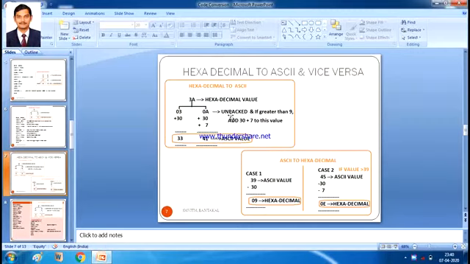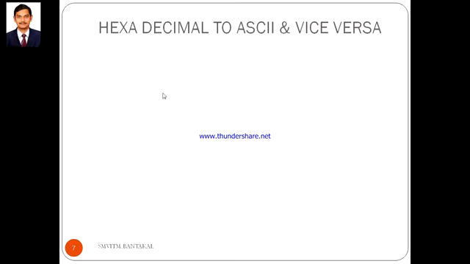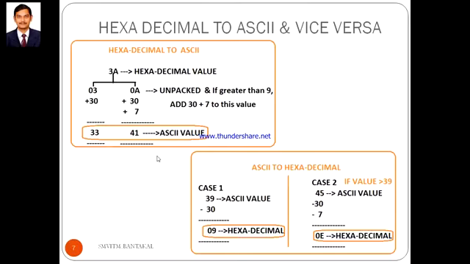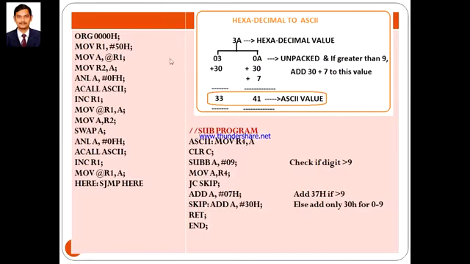Let's look at the implementation part of this hexadecimal to ASCII conversion. This is the program to convert hexadecimal to ASCII. As I explained regarding the process to convert 3A to its ASCII equivalent value, the program is written here. The program consists of two parts. One is the main program, one is the subprogram.